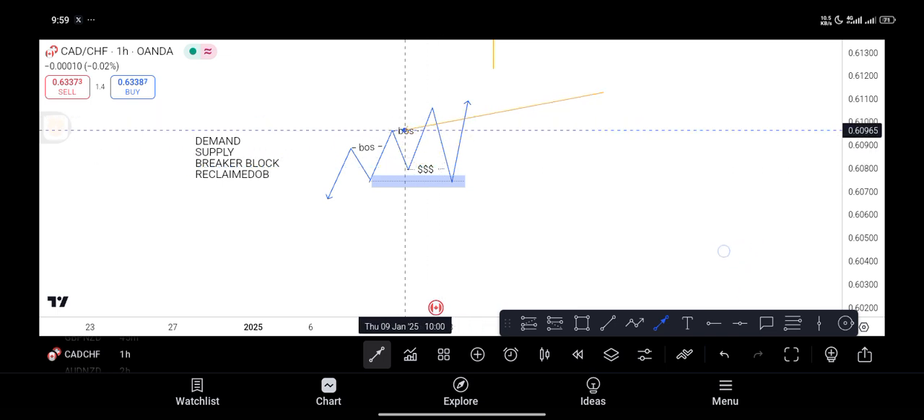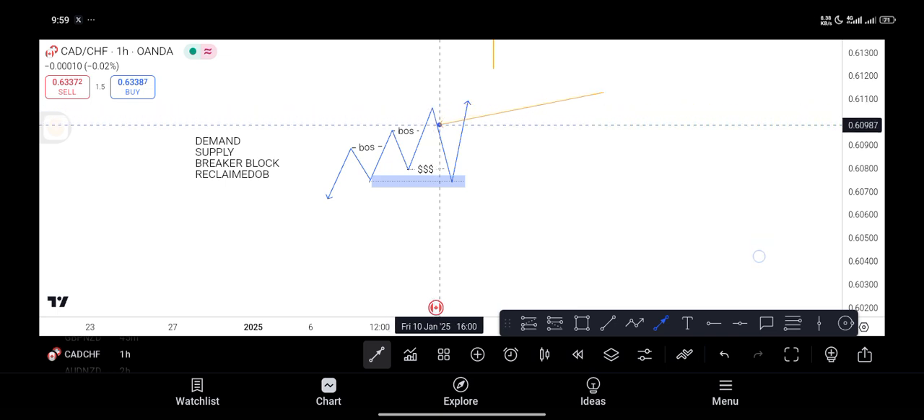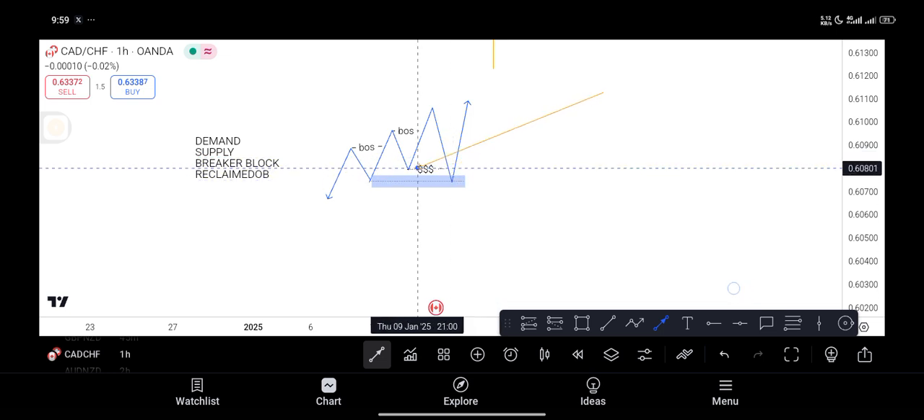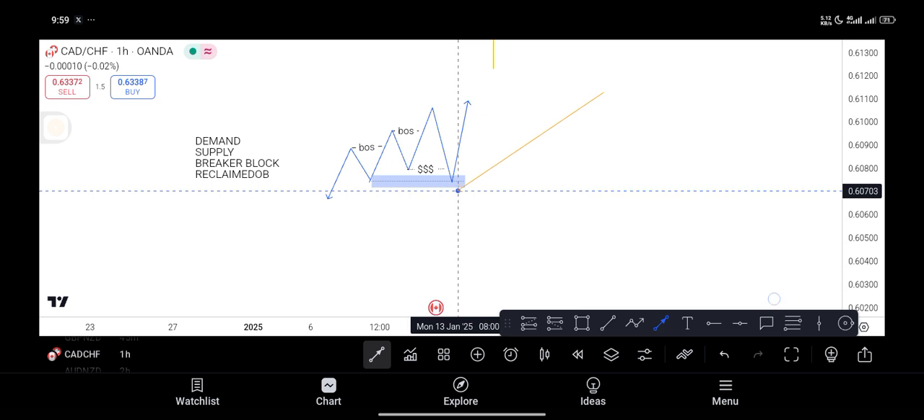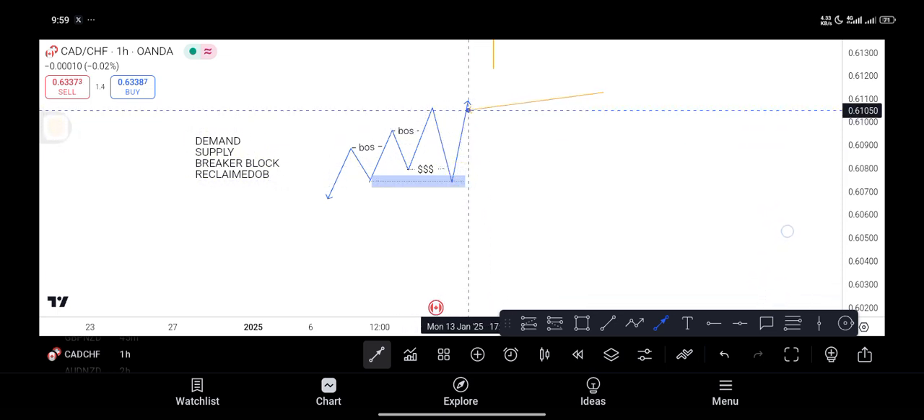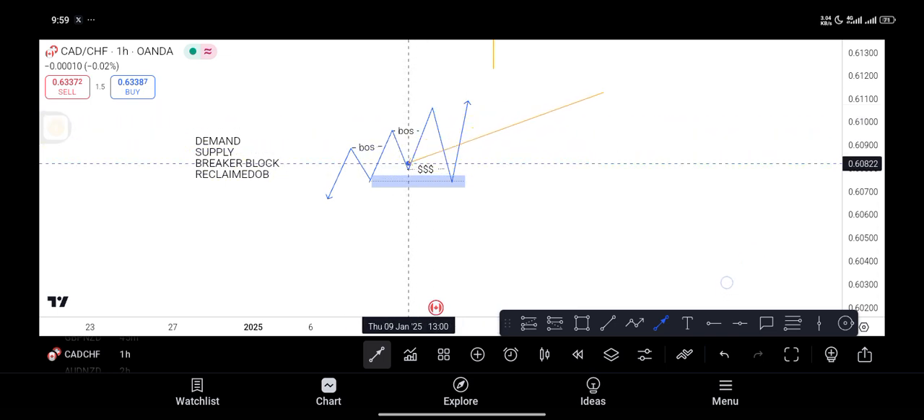Break structure. However, the best way for you to trade this structure is to wait for it to come down to the demand zone, take that liquidity, and then move. This will give you a faster trade, and you get high risk to reward, very good swings. You understand?